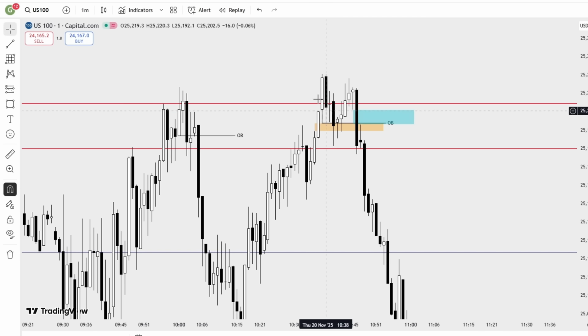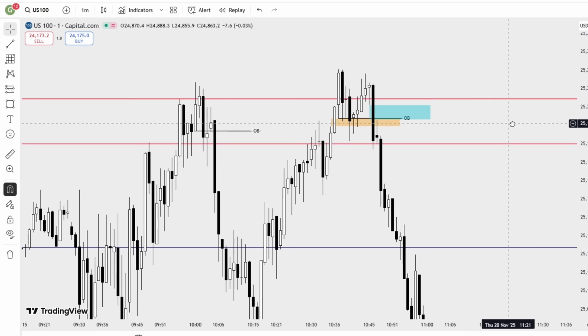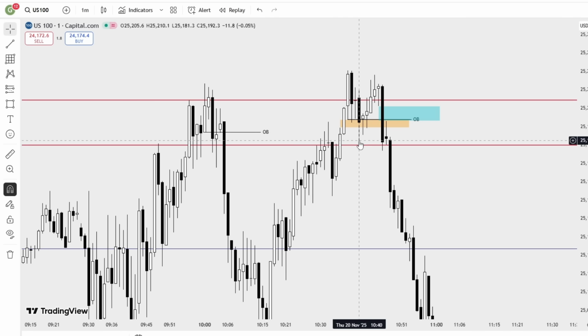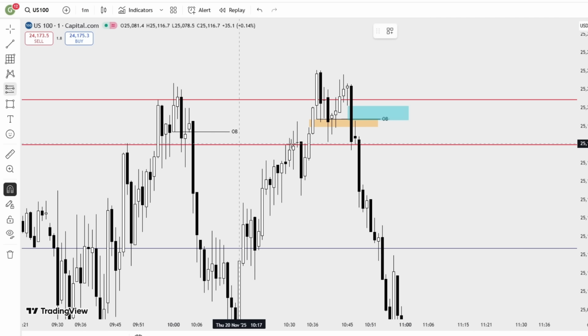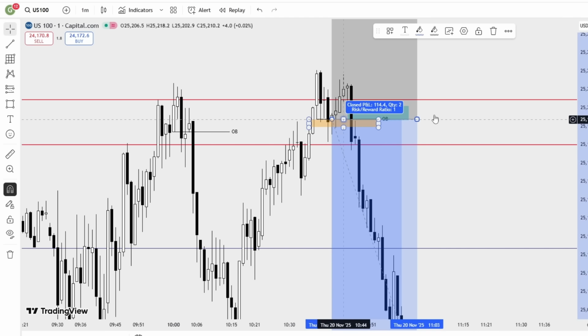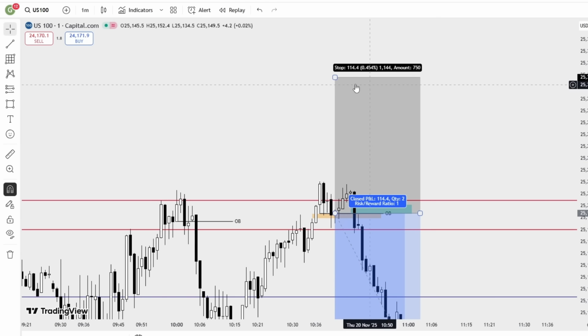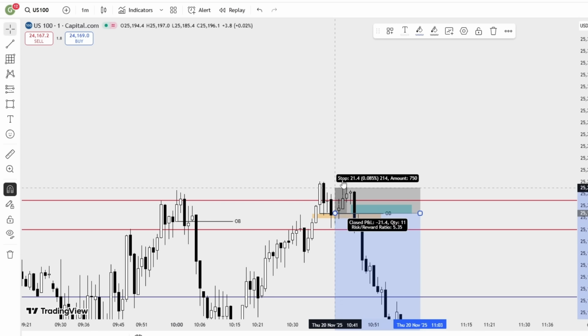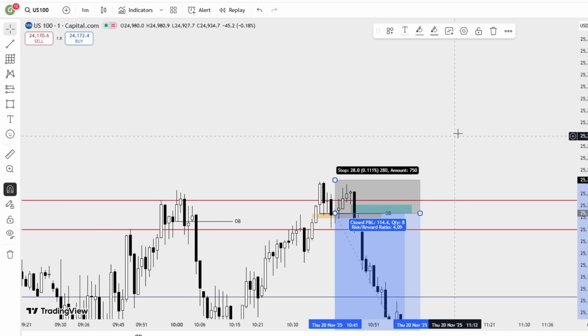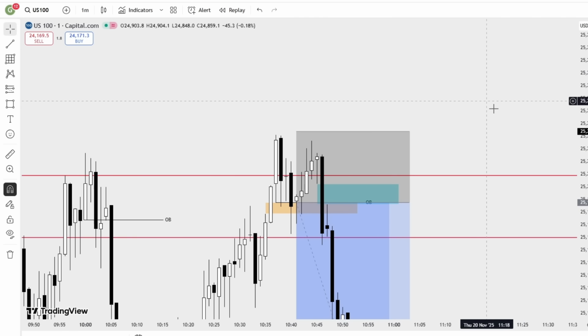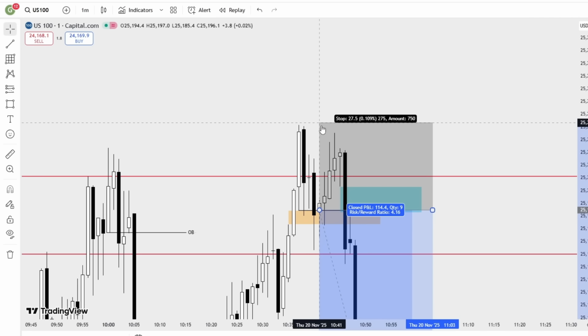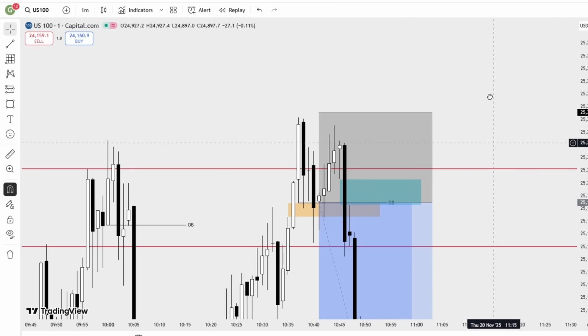So let's take this order block entry. As soon as the price closes below here, you're going to enter on the retest of the order block. Stop above the high, right? You don't have to squeeze your stop like this. You can have a little room here. That's fine. You can just leave your stop here.